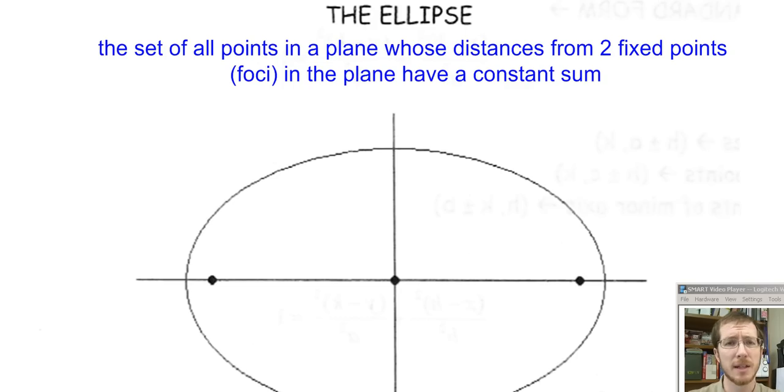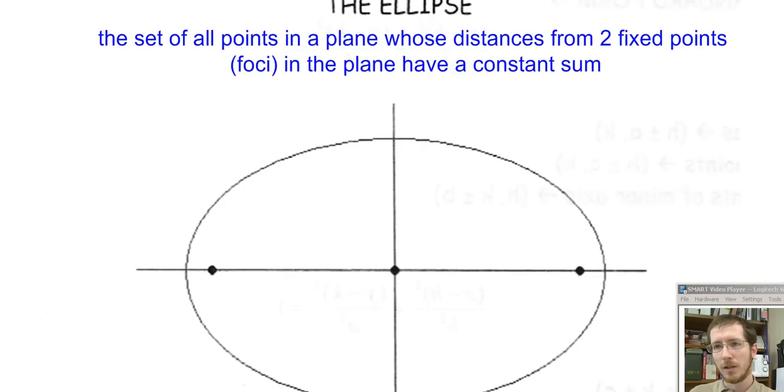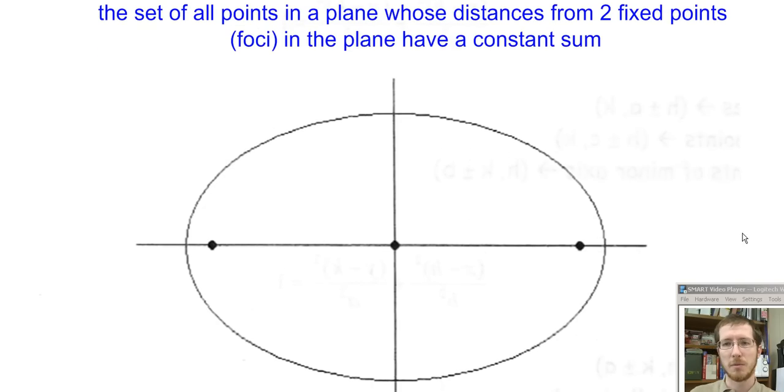The definition of an ellipse says it is the set of all points in a plane whose distances from two fixed points in the plane have a constant sum. Looking at our diagram, let's look at what that means geometrically. Here's an example of an ellipse. We've got a center point, and two focus points on either side of the center. Notice it kind of looks like a squished circle. A circle is a unique type of ellipse; we'll talk about that in class. But we've got our two focus points.